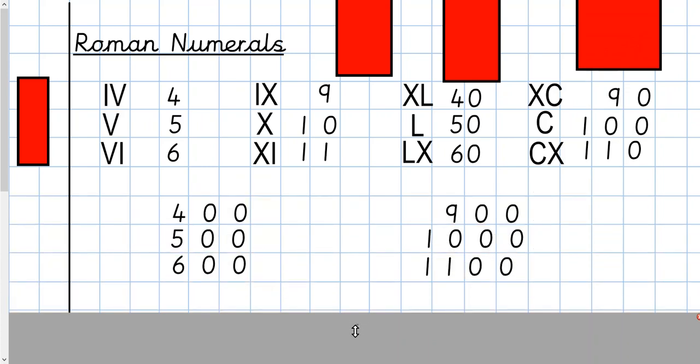Have a look at these numbers. See if you can write the Roman numeral for each of these numbers. Pause the video and have a go. Did you remember that D is worth 500 and M is worth 1000? So here I would have D, 500. And here I would have CD, 100 before 500. And so here I would have DC, and that is 100 after 500.